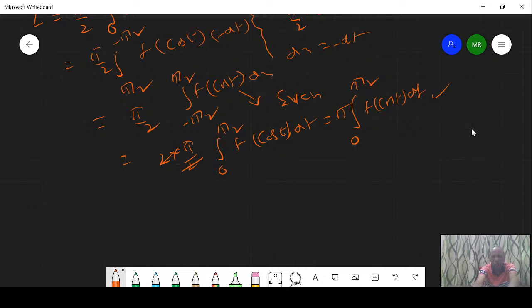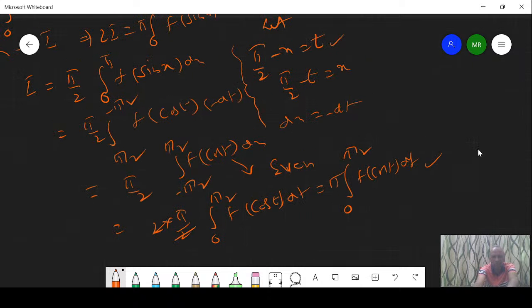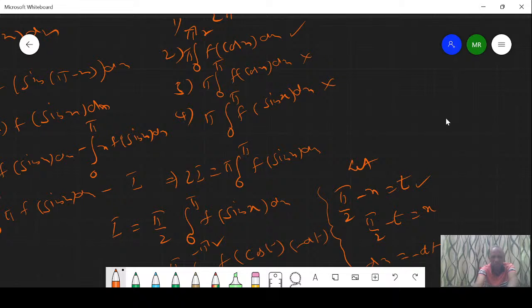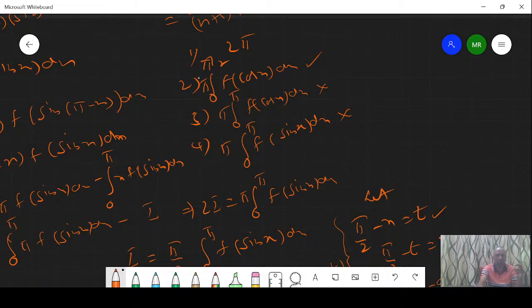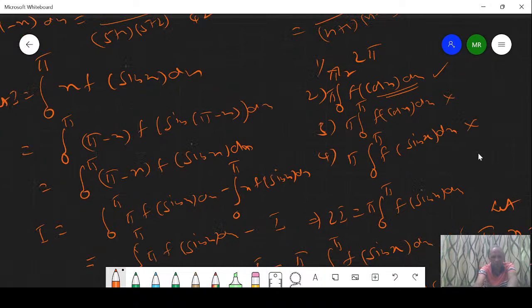So many concepts are there in this problem. Please observe that. This model is important. The second option is correct, this is your answer: pi into integral 0 to pi by 2 of f of cos x dx. Try to do this problem one more time. I am going to explain it one more time.